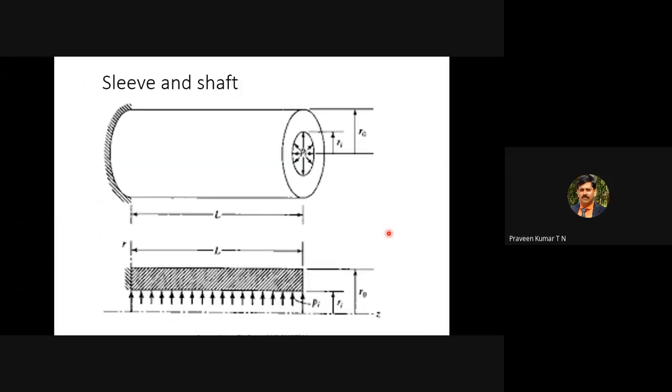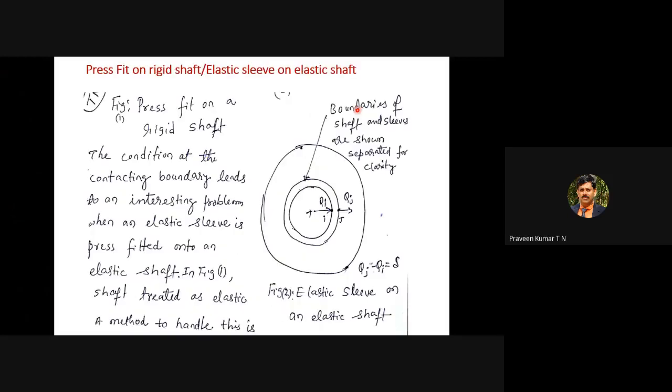This is one more example, a hollow cylinder. So instead of considering the complete hollow cylinder, we are considering only a small portion between Ri and R0 and having length. We are analyzing only this part. We are not going to model the complete cylinder.